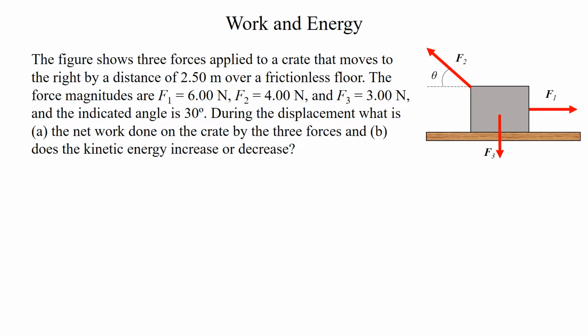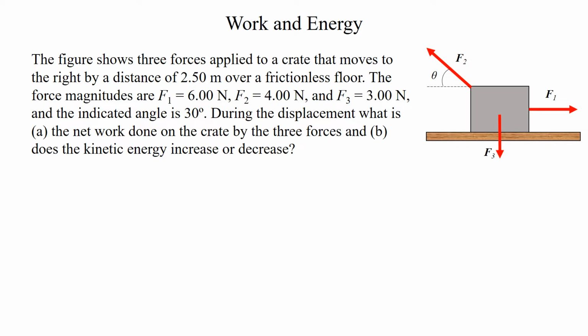The force magnitudes are given as F1, which points to the right, is 6 newtons. F2, which is upward and to the left, is 4 newtons. And F3, which pushes down, is 3 newtons. F2 is angled at 30 degrees above the horizontal. So during the displacement, what is A, the net work done on the crate by these three forces, and B, does the kinetic energy increase or decrease?